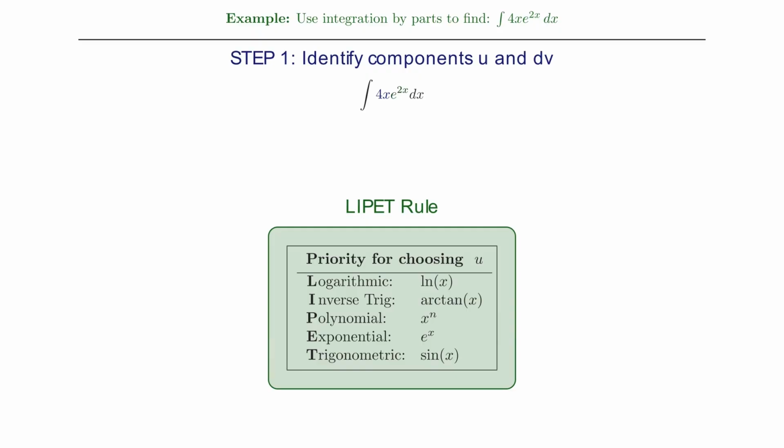Looking at the two functions we have, the 4x is a polynomial function, and the e to the 2x is an exponential function. In the list, the polynomial appears above the exponential function, so we take u is equal to 4x, and that leaves us with dv dx is equal to e to the 2x.